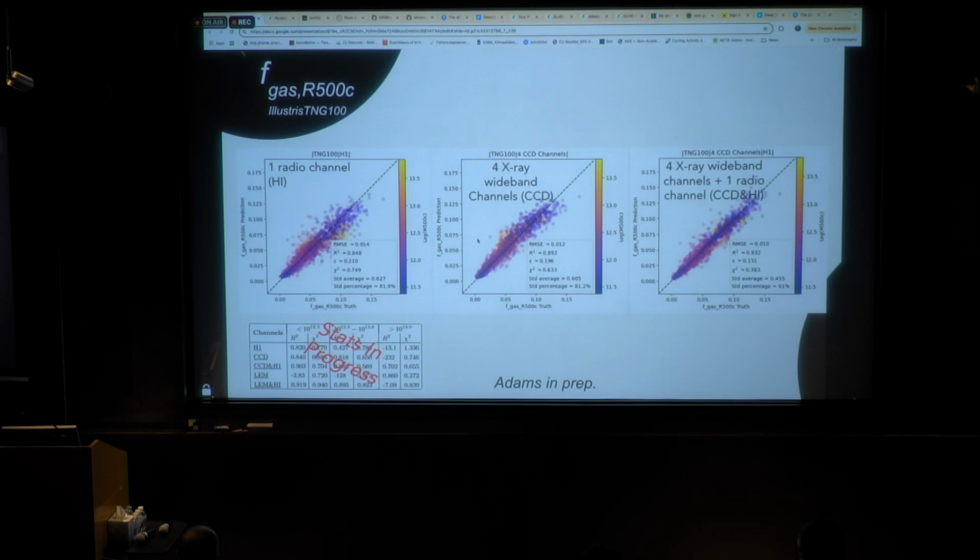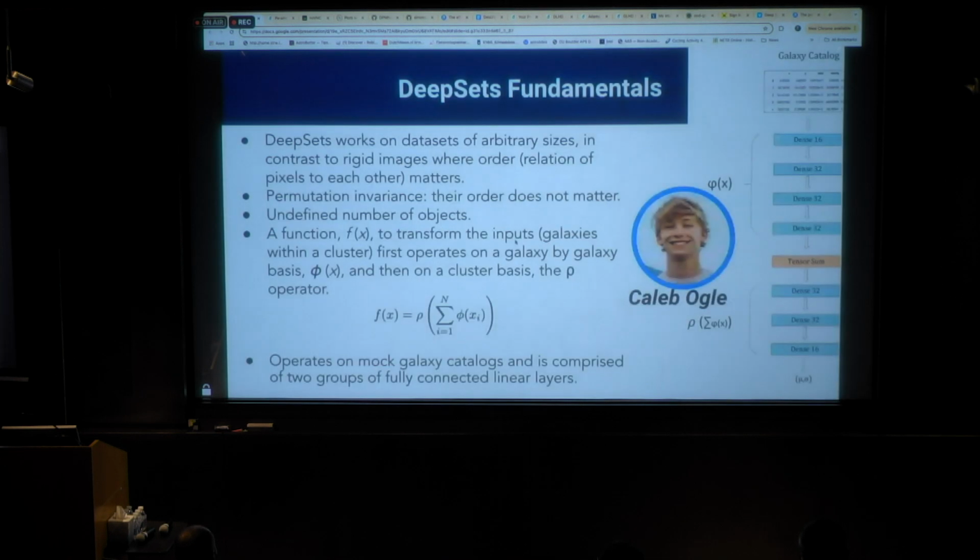You might expect that because there's more hot gas that is traced by X-rays. But combined, HI radio tracing cool gas and X-ray tracing hot gas provides better inference overall for the gas mass and hence the gas fraction. So now we're going to move on to deep sets.